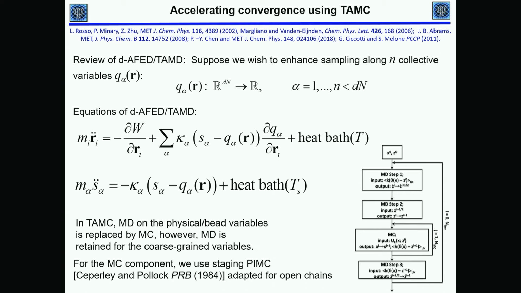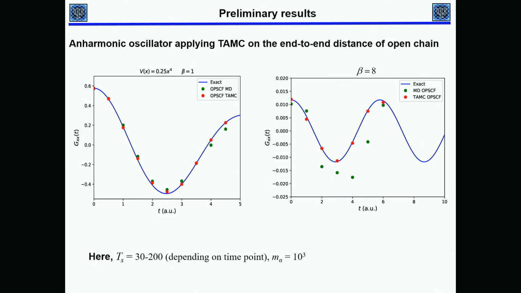What Monte Carlo are we going to use? Well, we're just going to use David's staging Monte Carlo scheme from 1984, but we've adapted it for open chains. There are a number of ways you can do that, and we're still tweaking it. So I'll only have some preliminary results to show you at this point, but these are results that Alan generated for our anharmonic oscillator, the quartic oscillator, at high and low temperature. Okay, and what do you see?